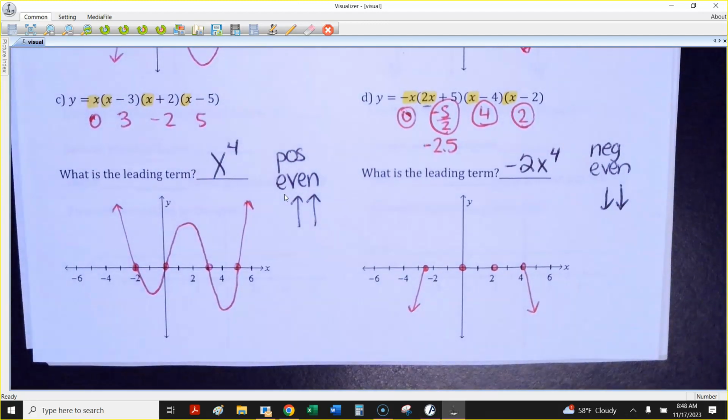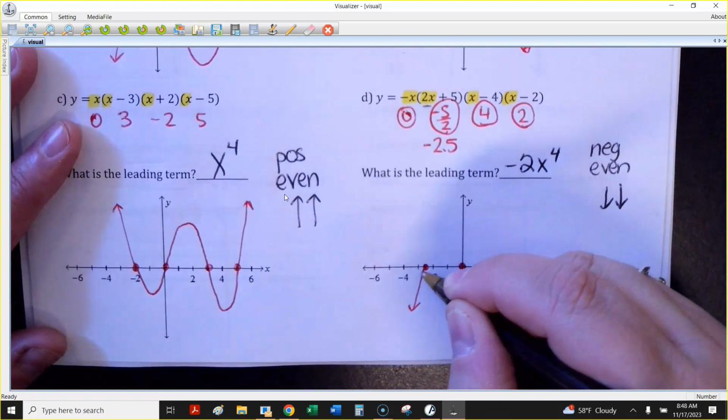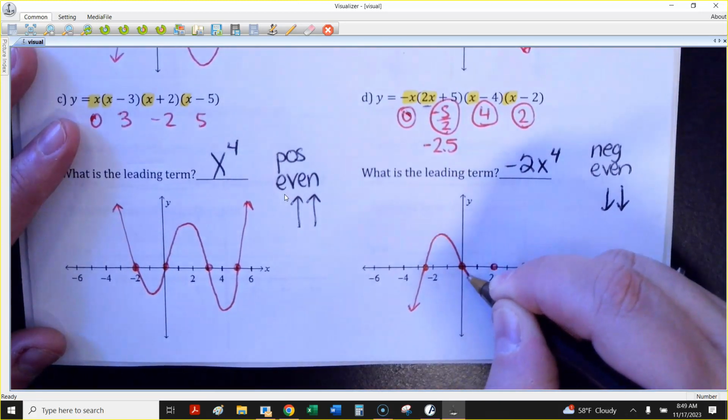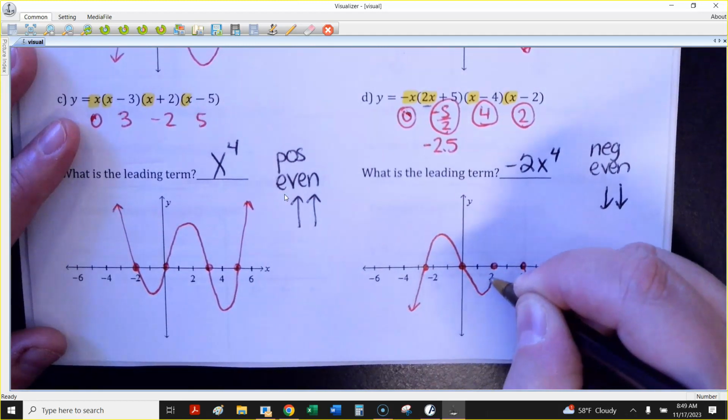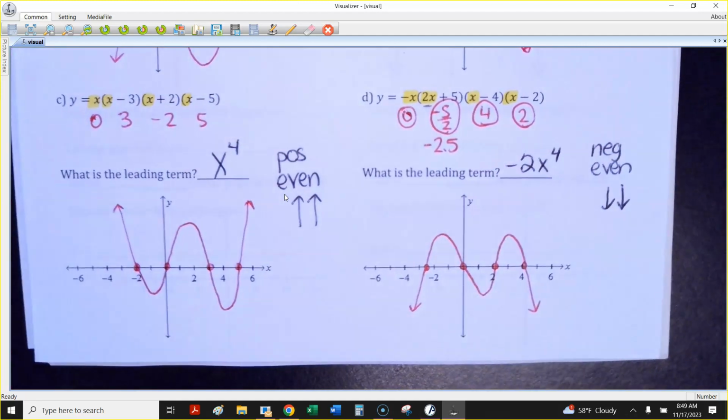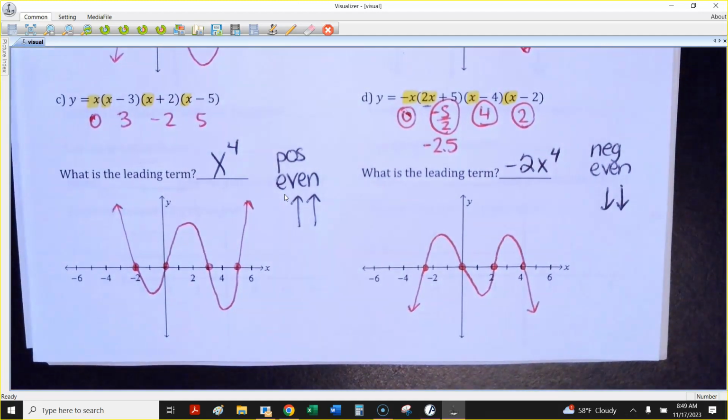And then you're literally just going to make a little wave through your x-axis. So I'm going to come up, but I know I've got to come back down through the origin. Go through the origin, but I know I got to come back up through the 2. And then I got to come back down through the 4. So just making a little wave. Is anybody having a question?